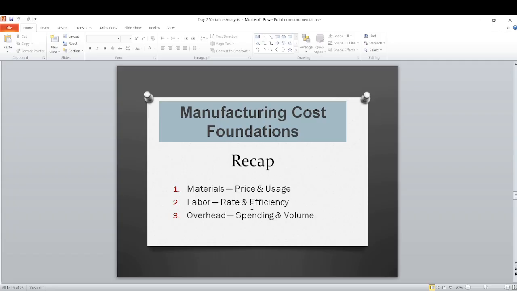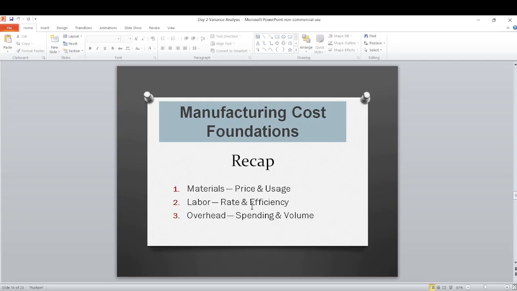Variance analysis isn't just about math, it's about asking the right questions. Why did this happen? And what can we do to fix it? Always look for the operational story behind each variance. That's the insight that makes you a real analyst.